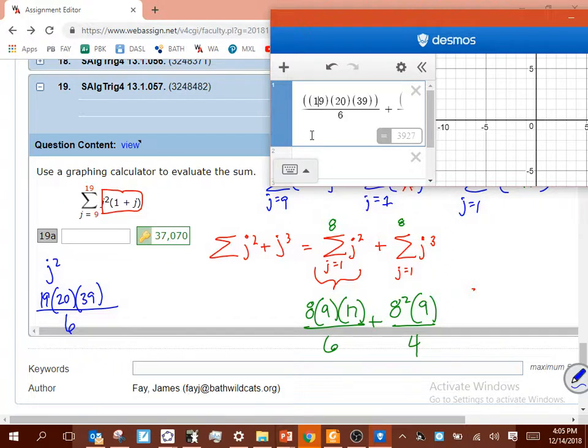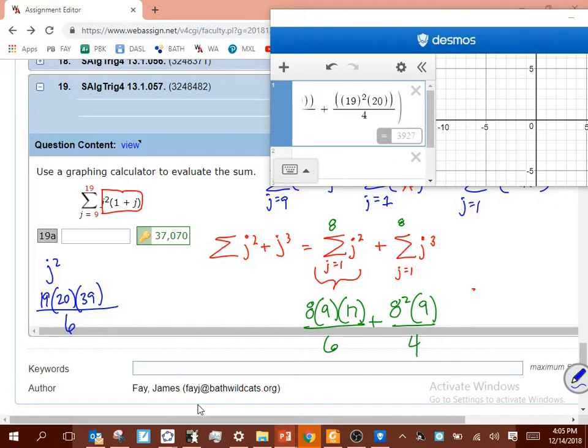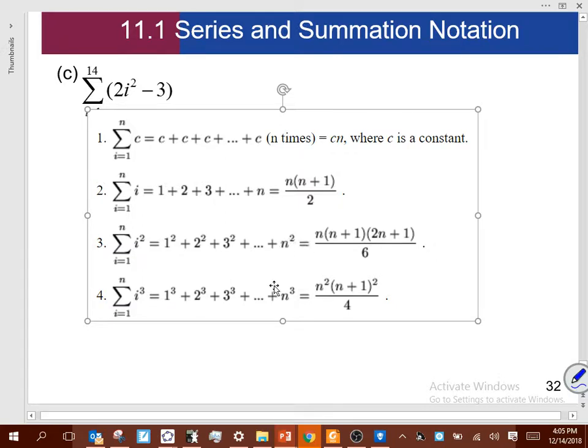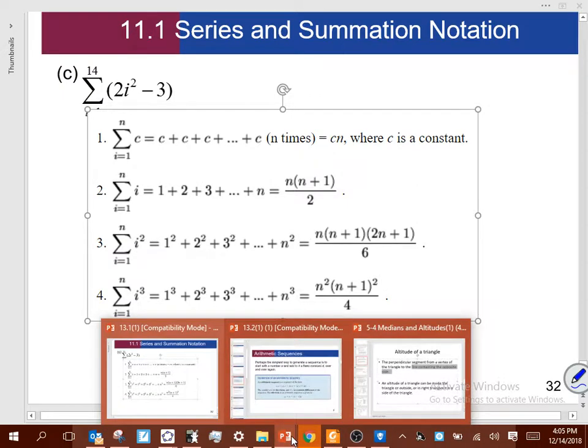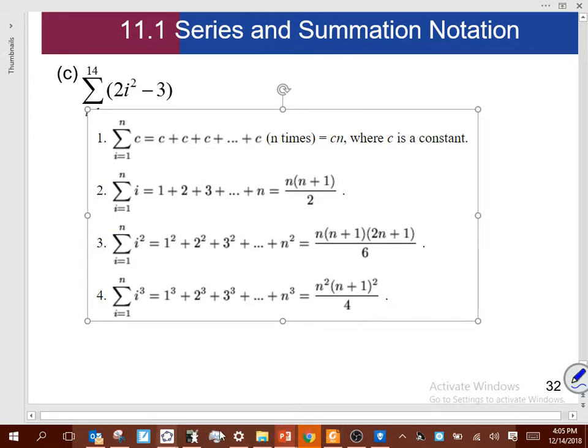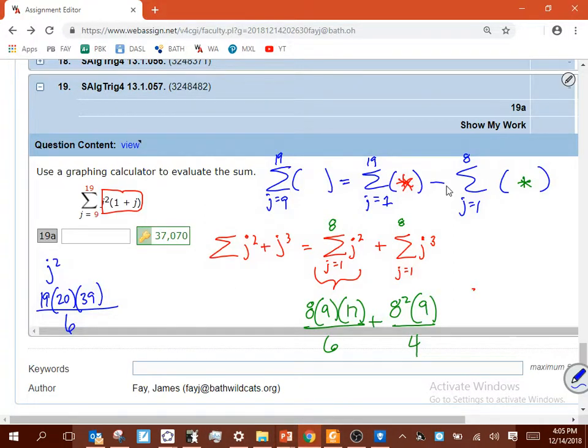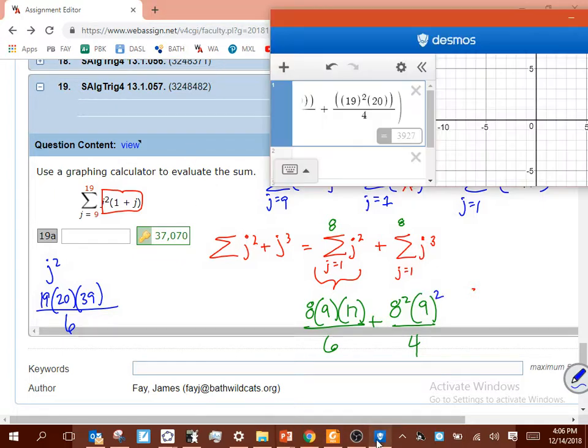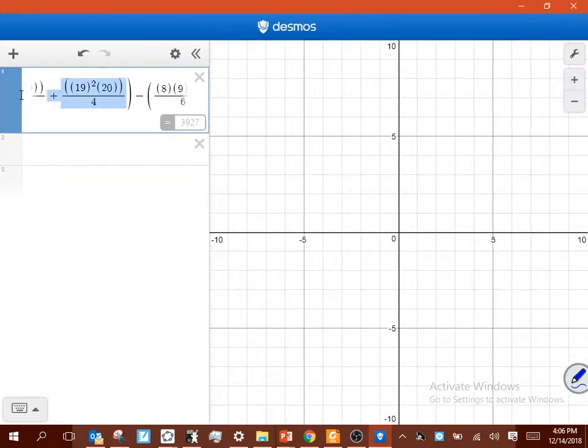So 19 times 20 times 39 divided by 6, plus then j cubed. Double checking, j cubed is n, I forgot the squared, n plus 1 squared, that's the problem. So make sure you're copying those rules down. Right here, that's squared. And the same thing. All right, I got it.